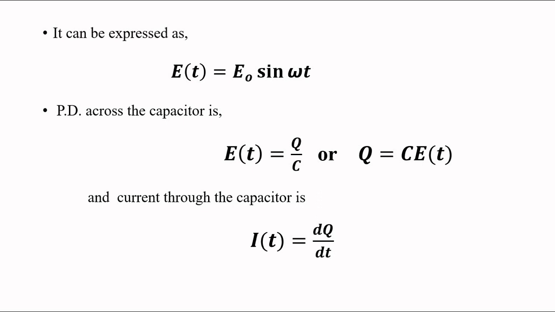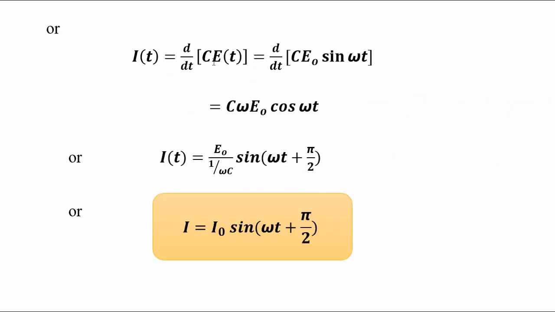Now we know that for a capacitor, Q, the charge, is directly proportional to the voltage, in this case the time varying EMF, or Q = C e(t). So e(t) = Q/C. Now we know the current through the capacitor is the rate of change of the time varying charge, so it is dQ/dt. That gives us the differentiation of C e(t).